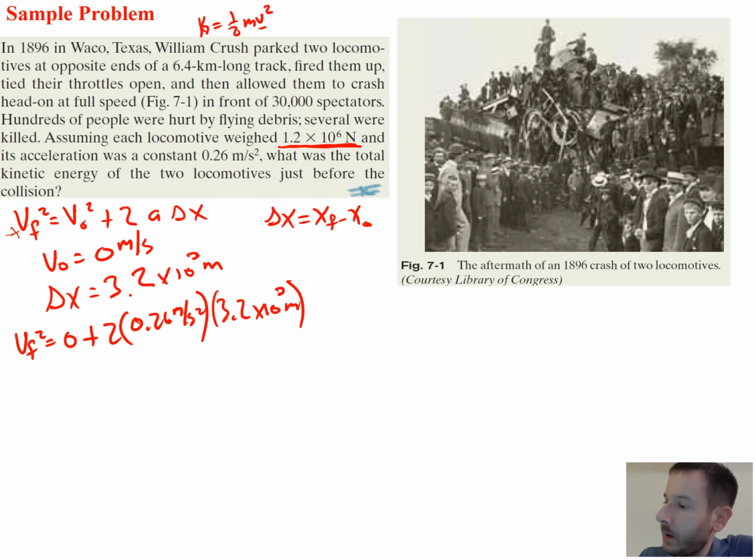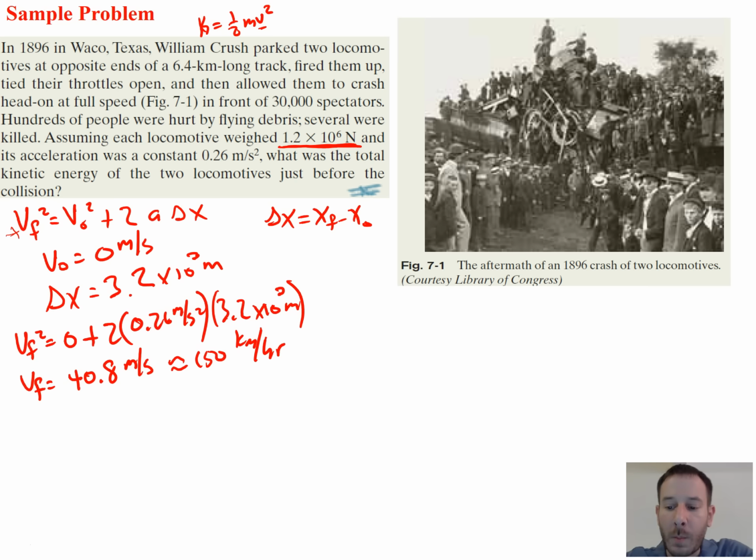Okay, so solving for our final velocity, we see that our final velocity is equal to about 40.8 meters a second, which is pretty quick. It's about roughly 150 kilometers an hour.